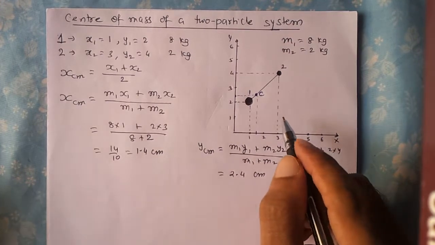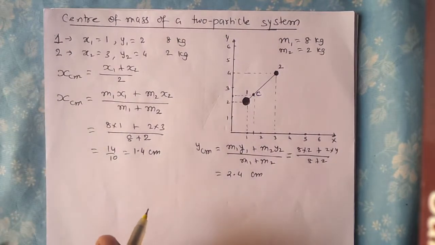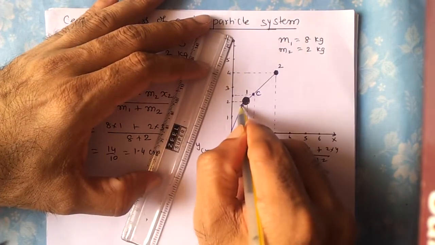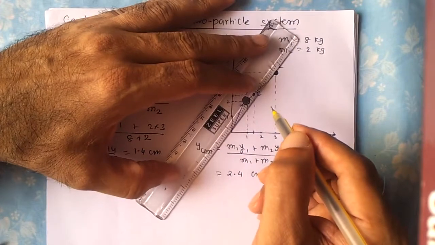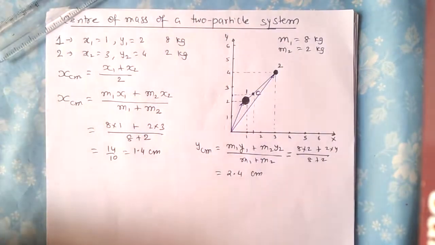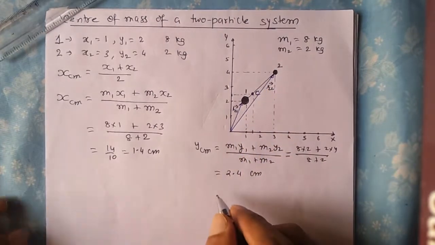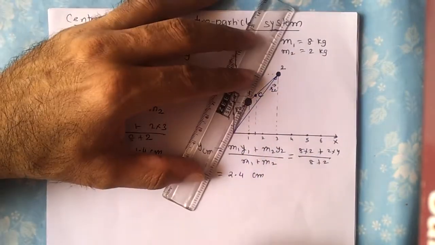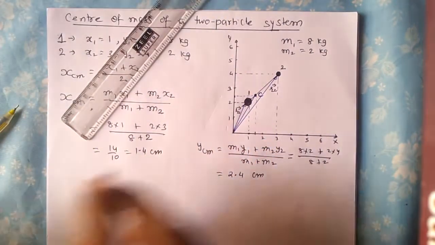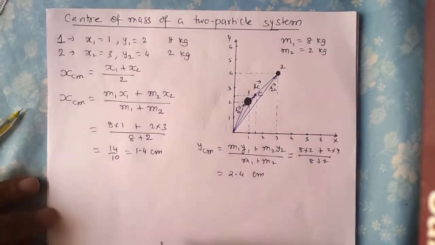Okay, if we look at it from a vector point of view, we can also find out a formula for finding out the center of mass. Let us say this is the position vector for the first particle, and this is the position vector for the second particle. I'll call them R1 and R2. And similarly, this would be the position vector RCM, the position vector of the center of mass.